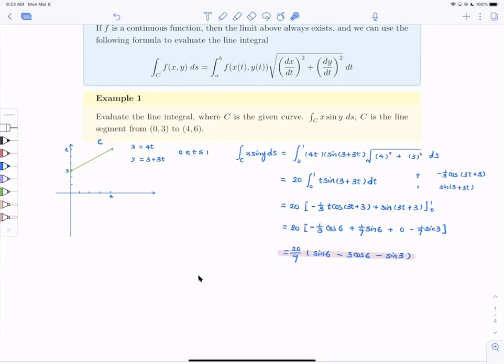So f of x, y is x sin y, so f(x(t), y(t)) is going to be 4t times sin(3 + 3t), and then take the square root of dx/dt, which is 4 squared, plus dy/dt, which is 3 squared. Okay, so this whole thing is 16 plus 9, 25, so that's 5. 5 times 4 is 20, so we take it out. And then we just integrate this, and you just use integration by parts. Today, in the question, I realize we need to use integration by parts multiple times, so be prepared for that. Any question for this example? Are we good?